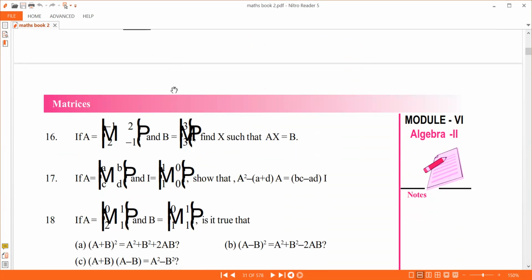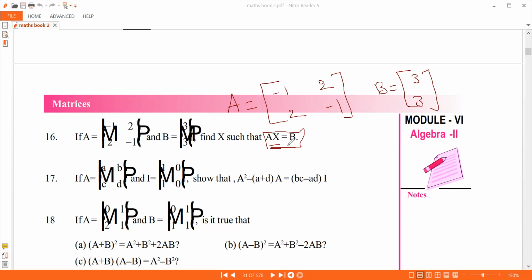They have given that A will take a matrix: [-1, 2; 2, -1], a 2 by 2 matrix. And the matrix B is [3; 3]. You have to find the matrix X such that AX is equal to B.